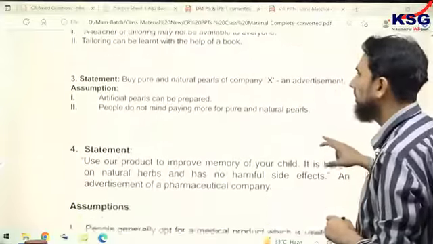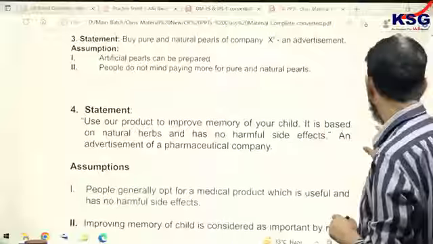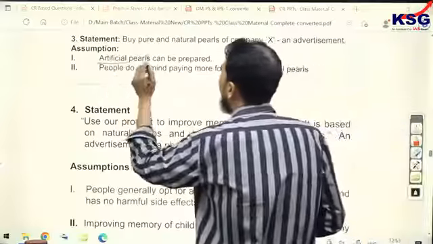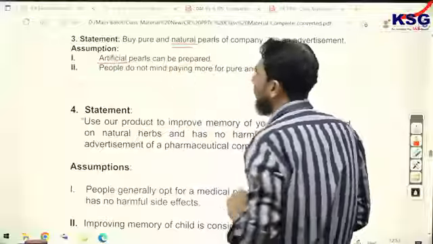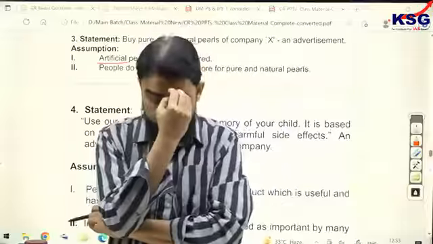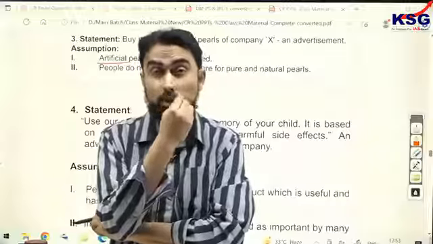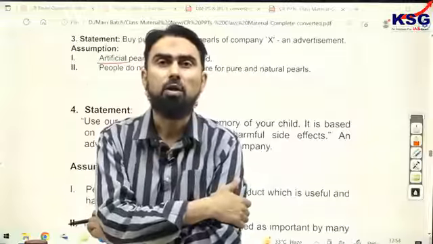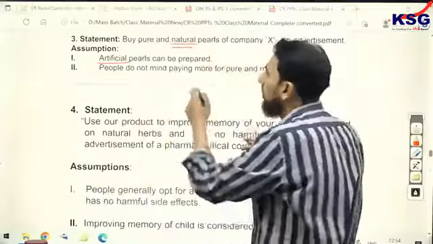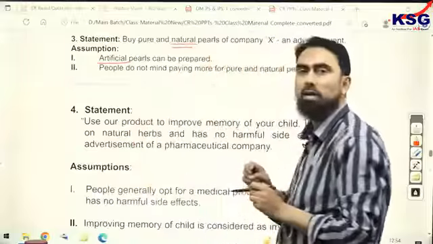For statement number 3, by pure and natural pearls of company X. Advertisement. Artificial pearls can be prepared. Yes, from the word natural it is mentioned. Suppose a thing that is only possible, that is not possible to be artificially made. It is only available in the natural form and nature has made it. So there is no point of writing natural in that case.